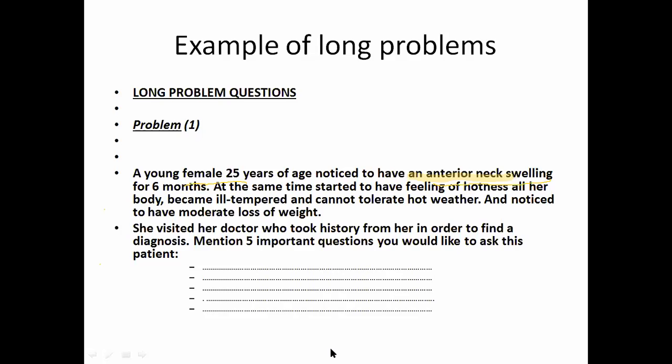In the last OSCE exam, we brought you a photo of Graves. Thyroid problems are very common. You can see them in the written exam too.